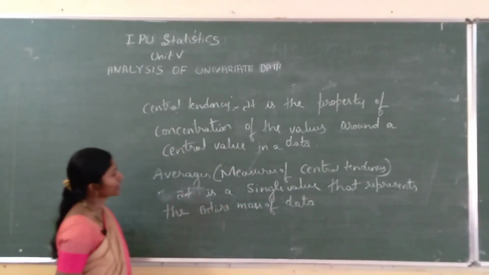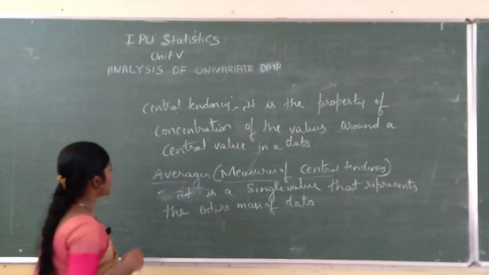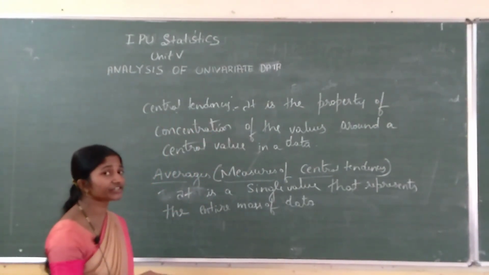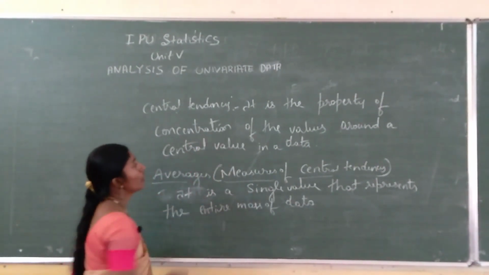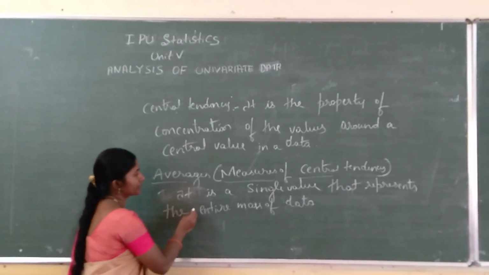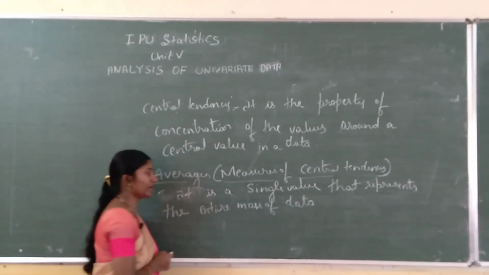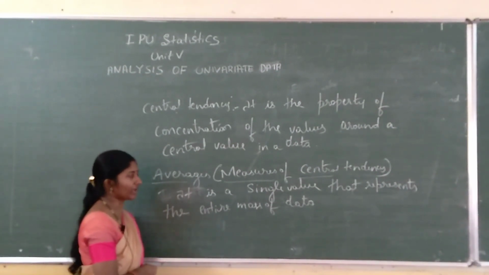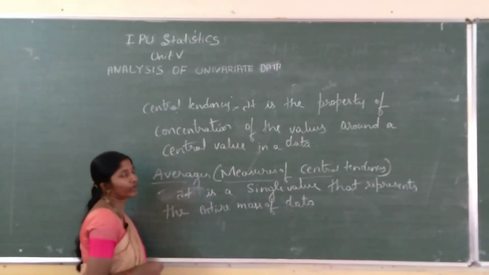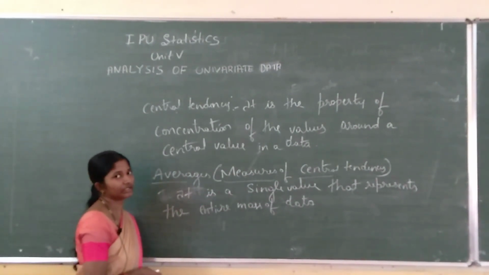See this one, averages. Averages means measures of central tendency. Here central tendency means it is a property of concentration of the values around a central value in a data. Averages means it is a single value which represents the entire mass of the data. After calculation we are getting only one value, that is called the average, a measure of central tendency.